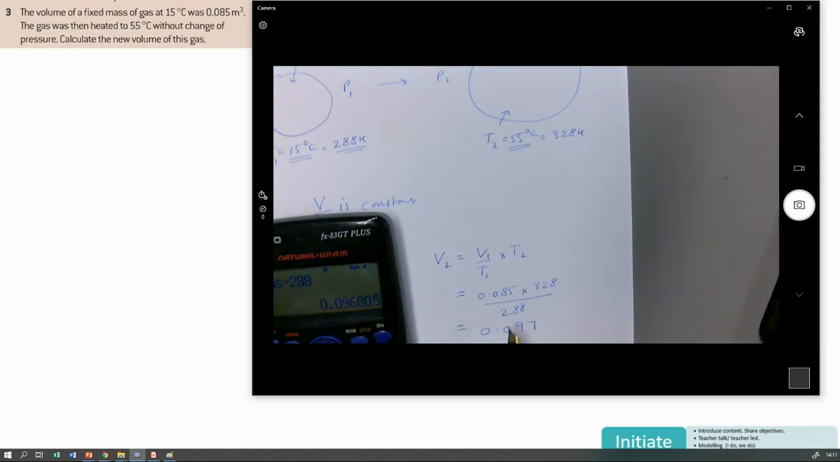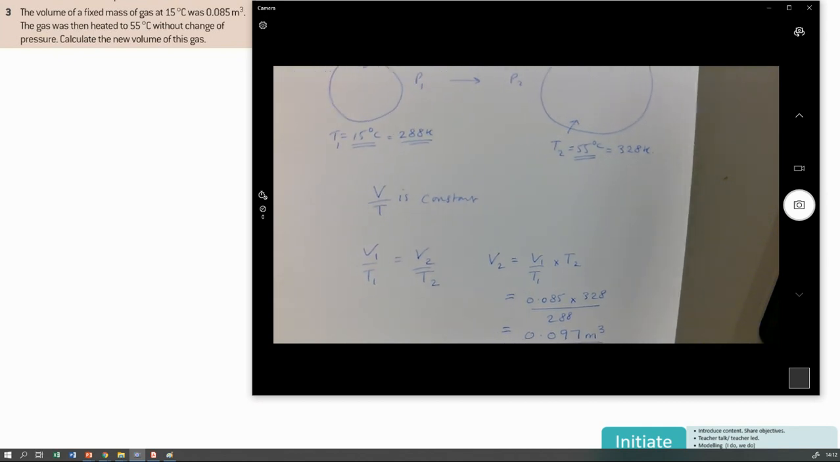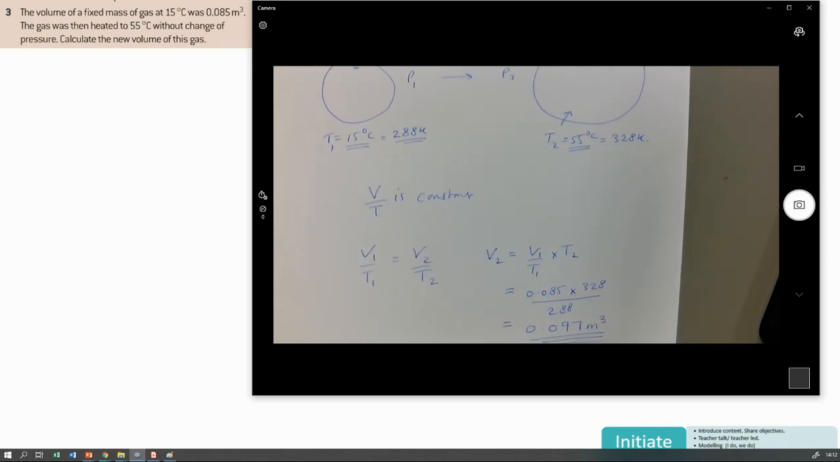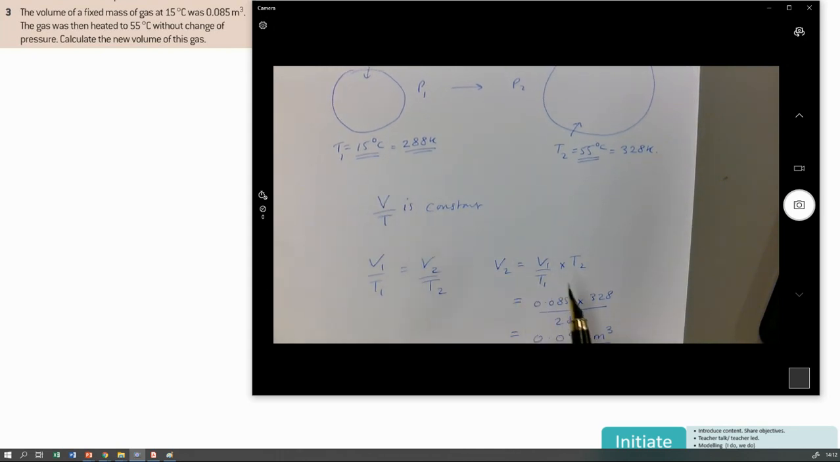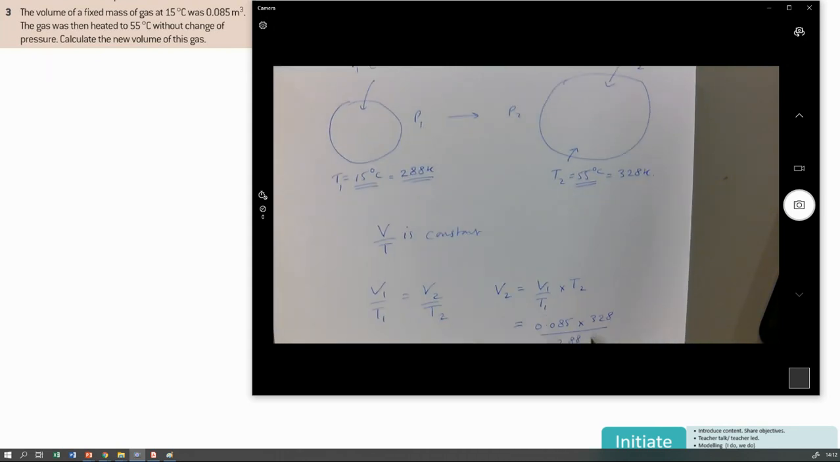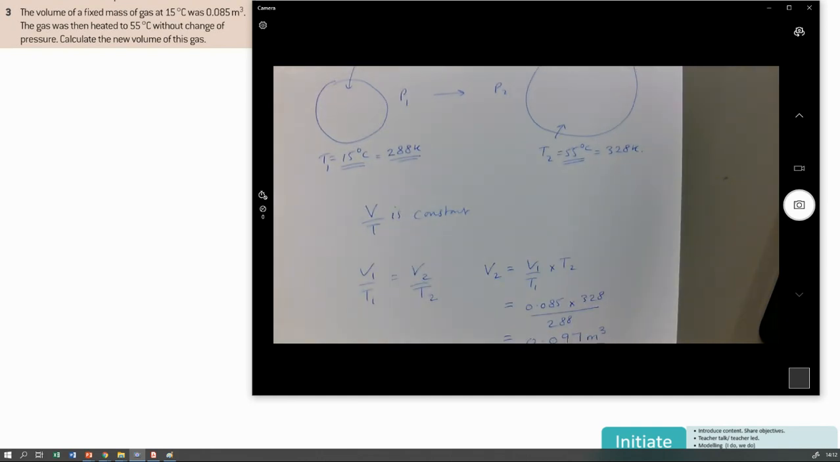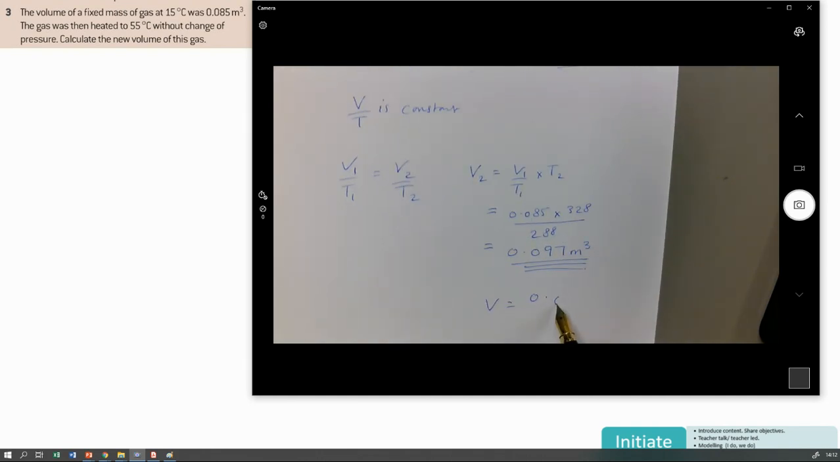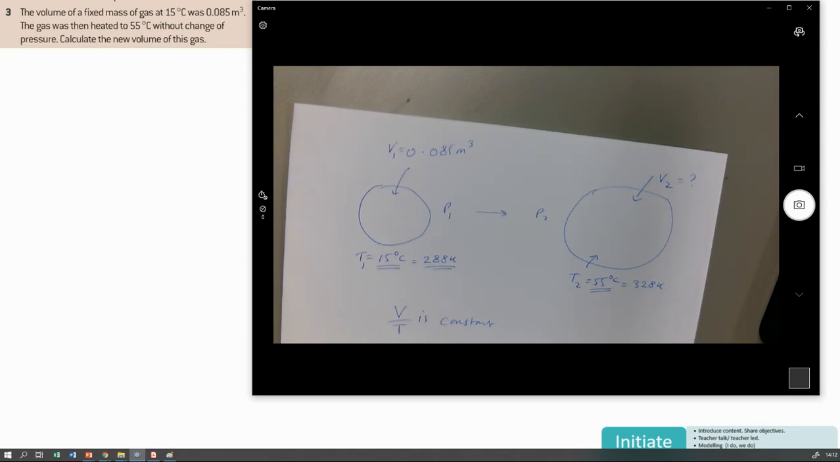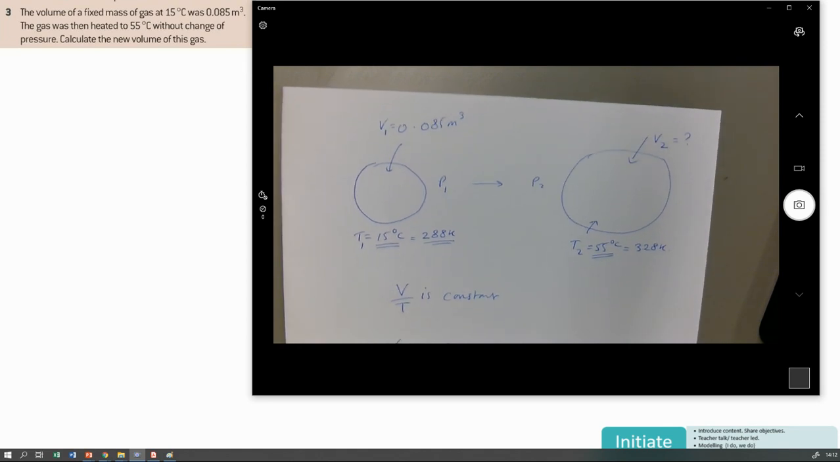To 3 decimal places, that is in meters cubed, and that is indeed the correct answer. Now we know it's the correct answer because we're in the right sort of ballpark. The volume to start off with was 0.085, and then it increases to 0.097. So both volumes are in the same ballpark. Draw a picture. It makes life ever so easy, especially when you're tired and you're making mistakes.